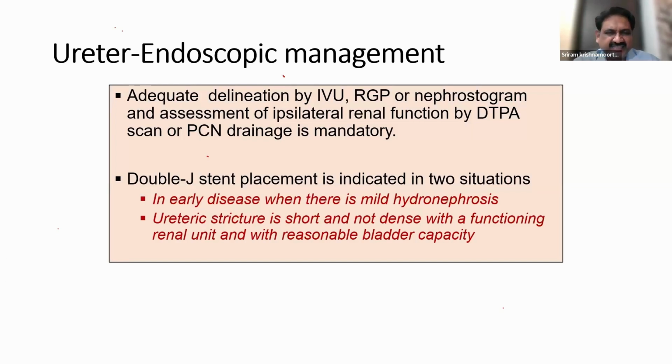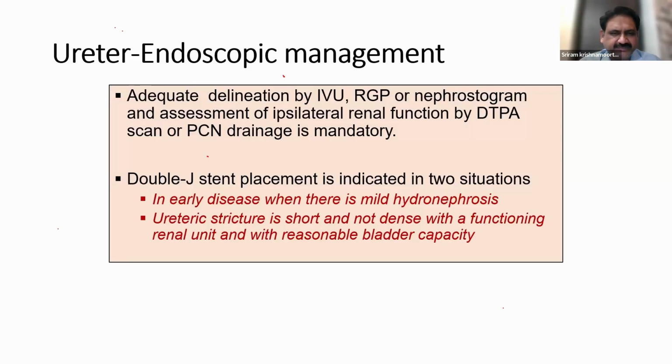We can also take the access sheath directly into the calyx if there are some calcific deposits. Open the infundibulum with laser and introduce the access sheath into that particular calyx, then break all the calcification, put a stent across, and drain all the pus in the calyx, so that you don't necessarily have to do a PCN in many of such settings.